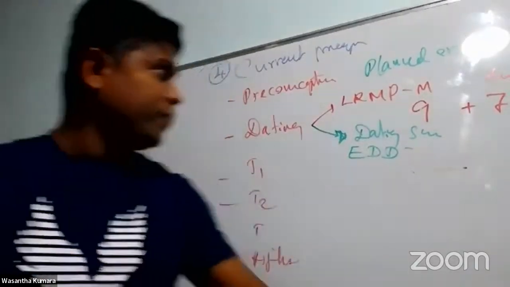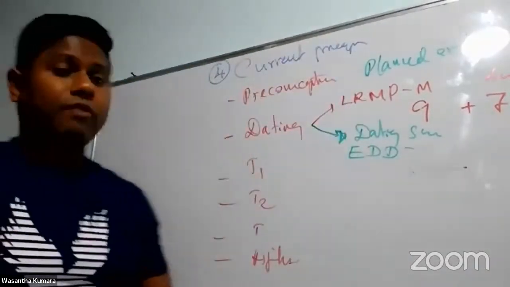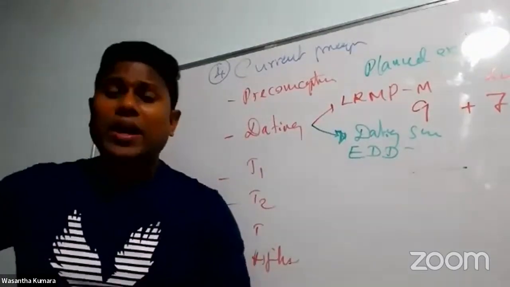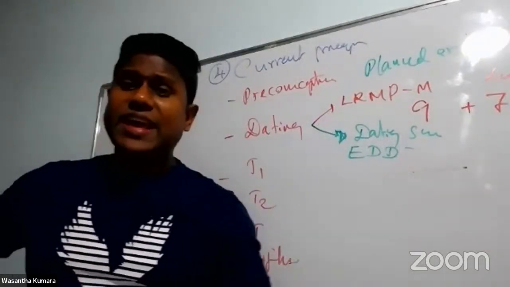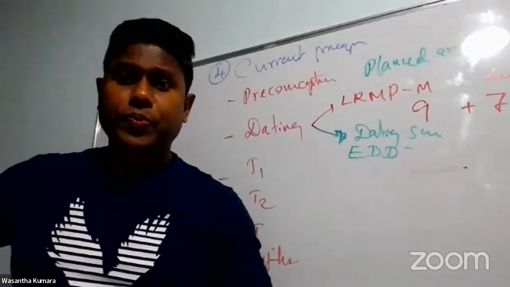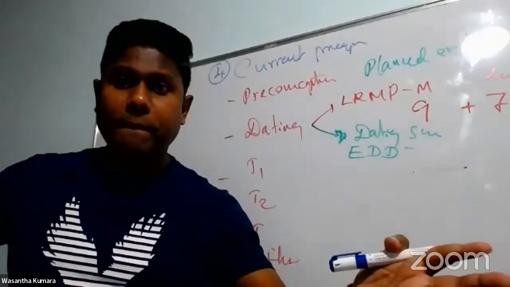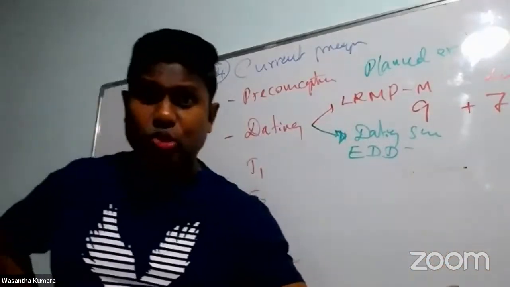Okay, so dating, and after that, come to the first trimester. What are the things that you have to ask about the first trimester? What are the complications they can get in the first trimester, Daru? Bleeding and congenital infections. Those are two important things.